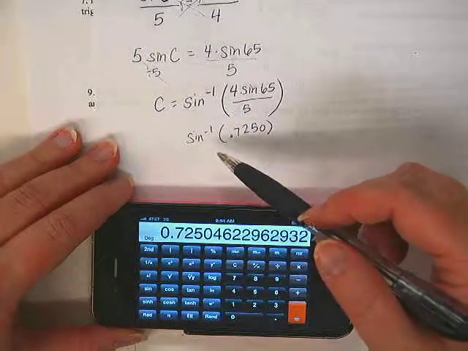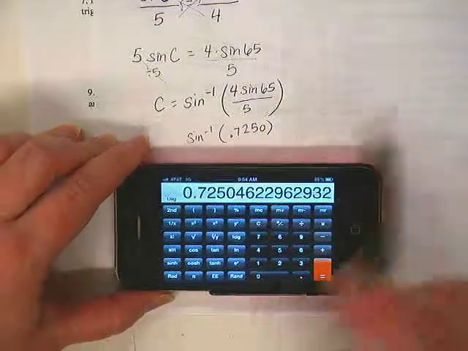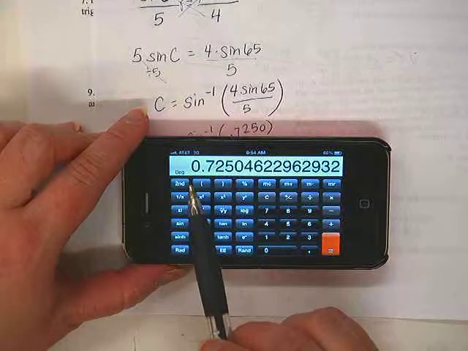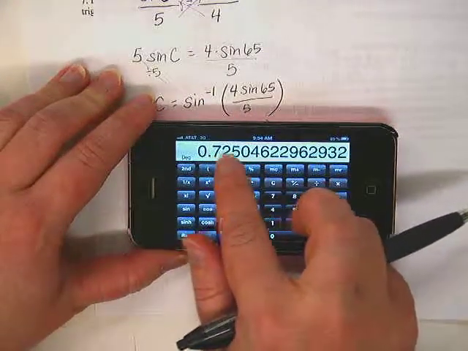I can either use a calculator, or what else could I use? I could use the green chart and look it up backwards, couldn't I? Okay, but since I already have this on my screen right here, it's already ready to go.